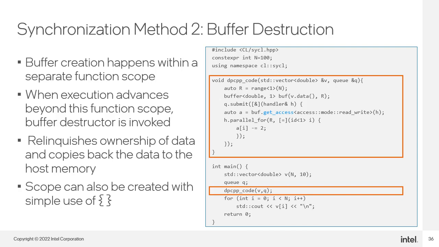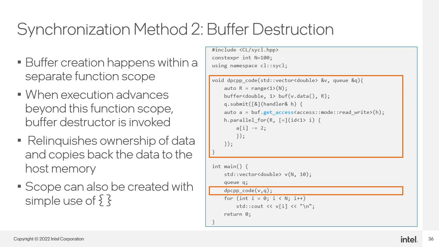The second way to impose synchronization is by declaring the buffers in their own scope. That is, creating buffers within a separate function. When execution advances beyond this function scope, buffer destructor is invoked. This causes data ownership to be relinquished and the data is copied back to the host memory.